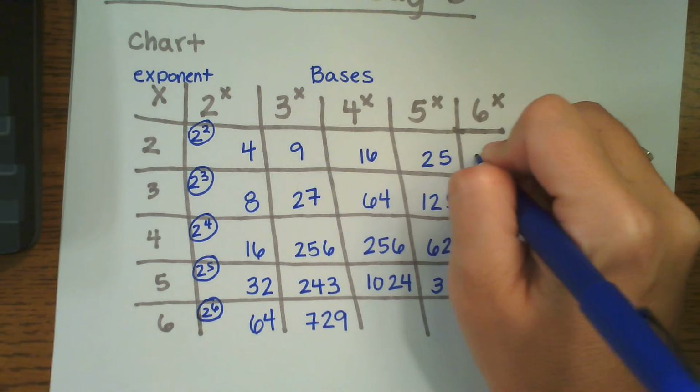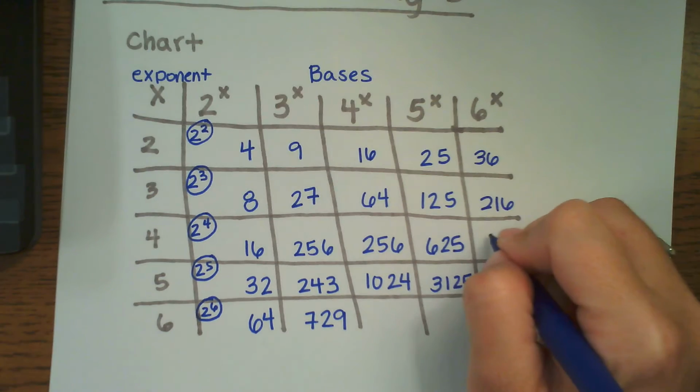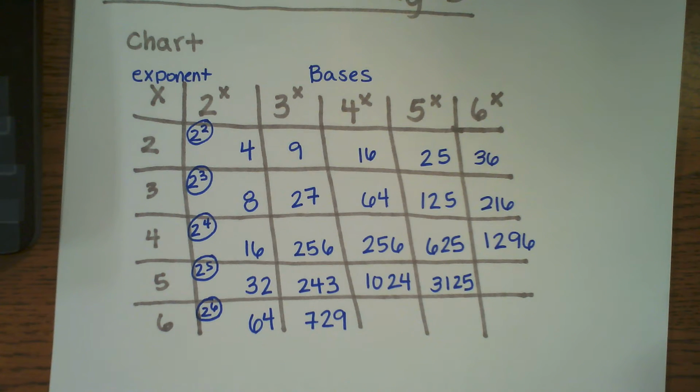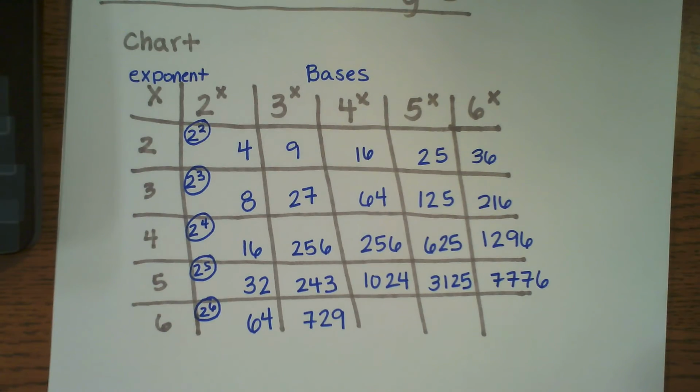All right, and then 6 squared, 36. 6 to the third, 216. 6 to the fourth, 1,296. And I didn't calculate this earlier, but I'll do it now. 6 to the fifth is 7,776.